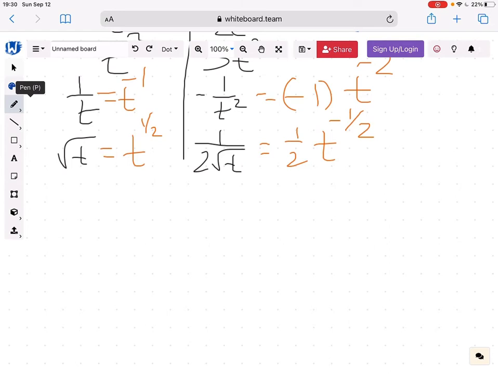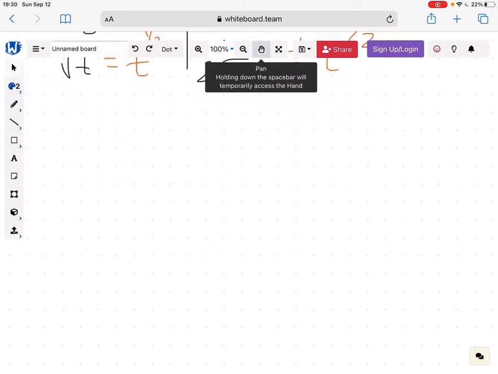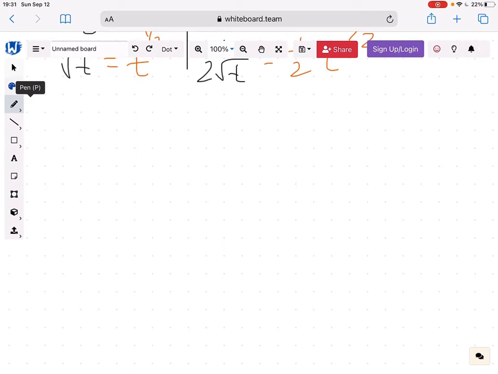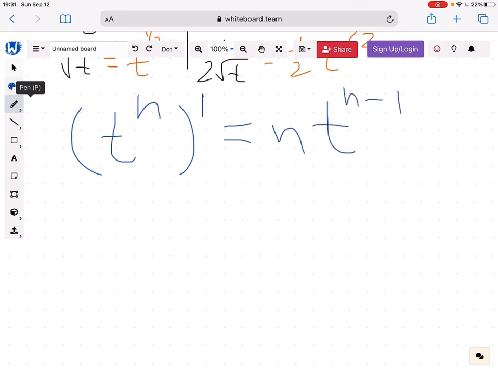So let me rewrite it again here in big fat letters, t to the power n. As I said, I would like to use the symbol prime as an indication of a derivative. And this is our formula.